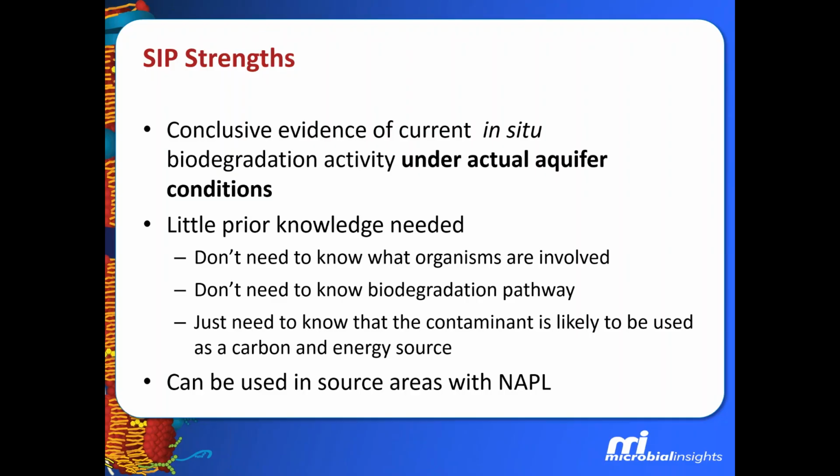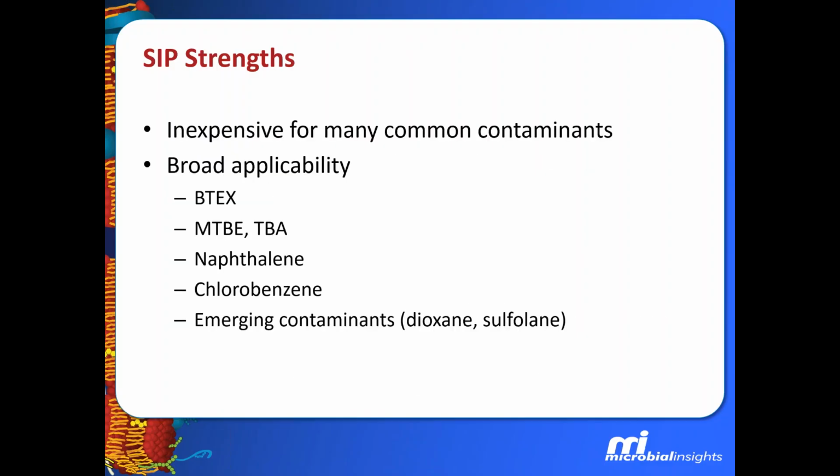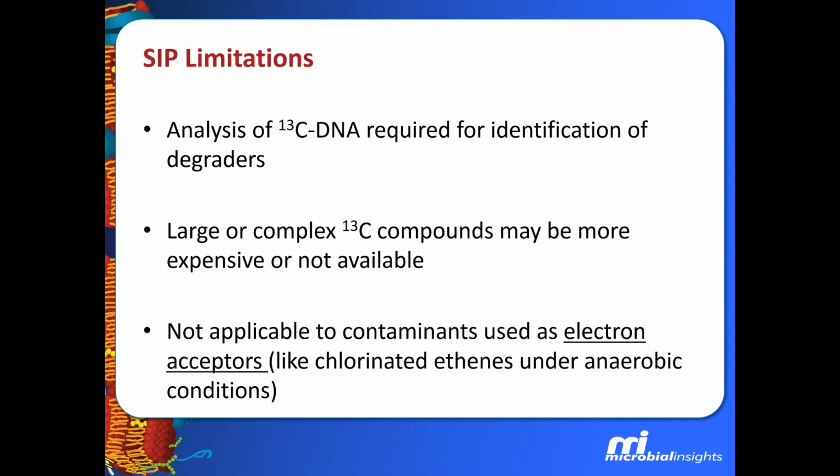Another advantage is that even with NAPL around, we can readily use stable isotope probing. The NAPL does not interfere at all with this testing. It's a relatively inexpensive method for most common contaminants. Many of the types of contaminants that you see on the list here are readily available in C13 forms and can be used in stable isotope probing.